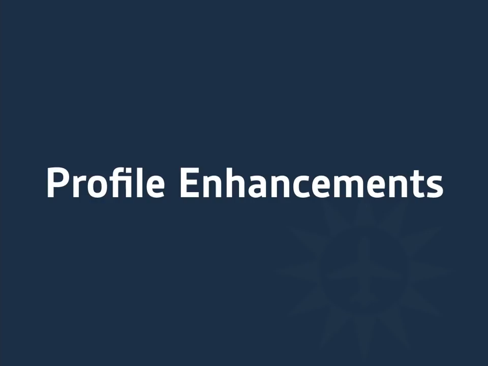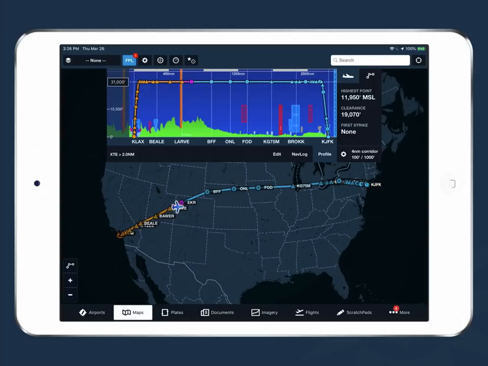We've recently enhanced the profile view in the application. So for those of you with the ForeFlight Pro subscription, you're used to seeing this profile view in the application. It shows you basically a side view of the terrain, obstacles, and airspace along your route. Or if you're flying, it'll show you the same information but ahead of your GPS ground track.